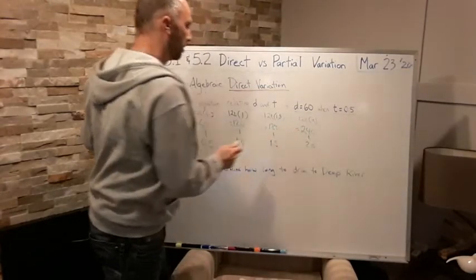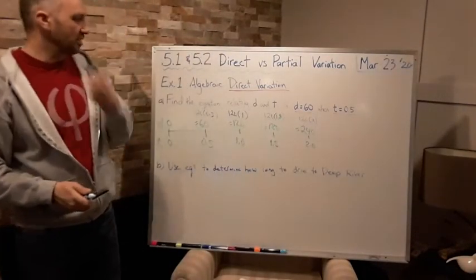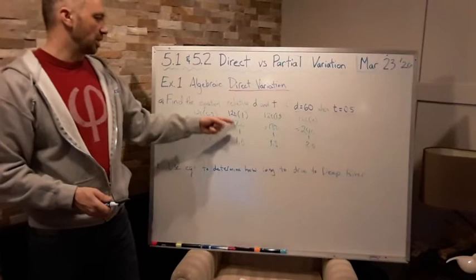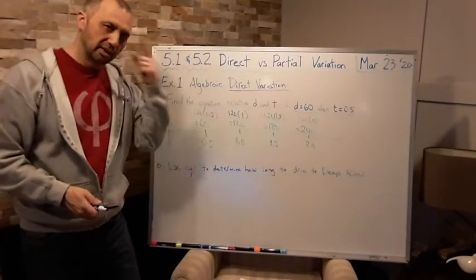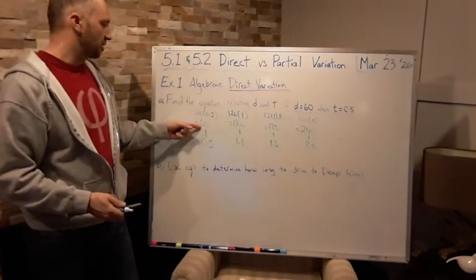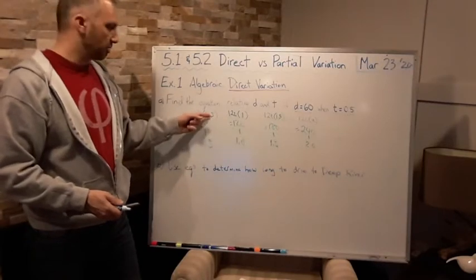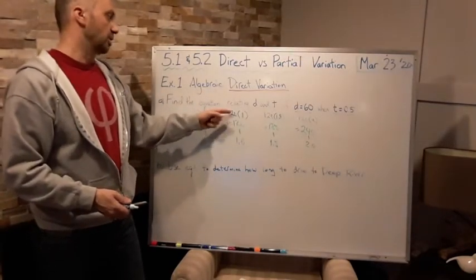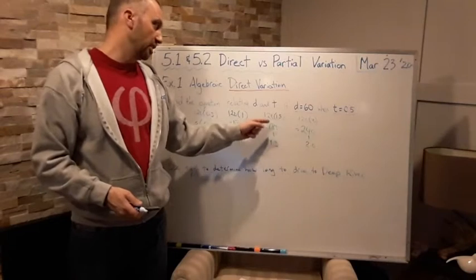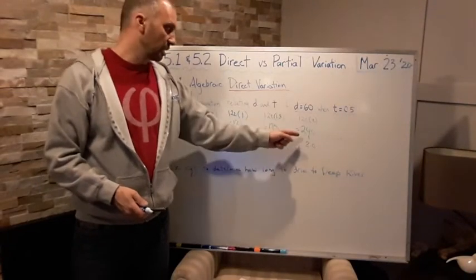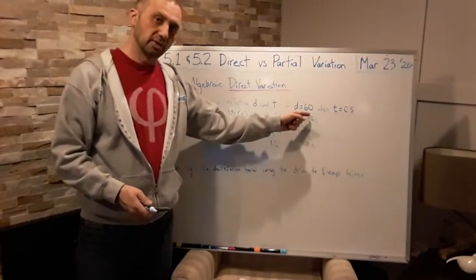So instead of thinking of it as 60 plus 60 plus 60, let's try thinking of it this way. 60 is 120 times a half. 120 is 120 times 1. 180 is 120 times 1 and a half. 240 is 120 times 2.